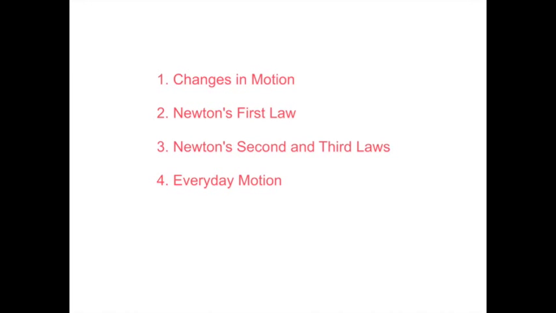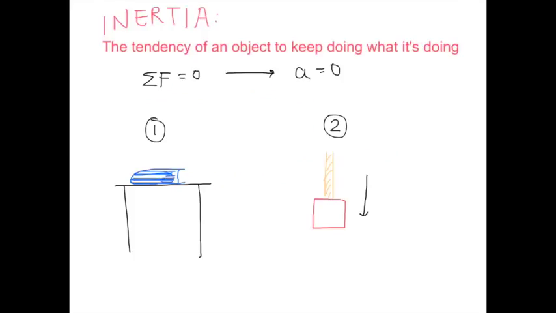So at this point in Chapter 4, we've covered changes in motion. Now we're moving on to Newton's first law. Let's take a look. Newton's first law discusses inertia. Inertia is defined as the tendency of an object to keep doing what it's doing.